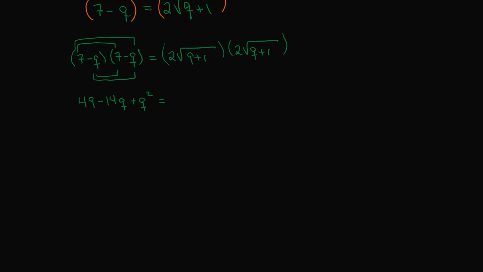Remember, we have 4 separate things being multiplied together here. We have 2 times the square root times 2 times the square root. So I can switch the order around. I can rewrite this as 2 times 2 times the square root of Q plus 1 times the square root of Q plus 1. And that's going to give me 4 times, well, the square root times the square root is going to give us Q plus 1.